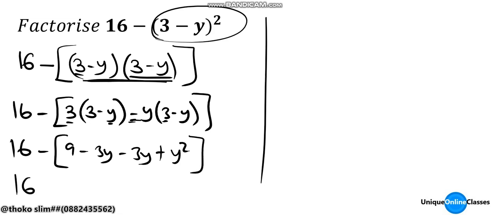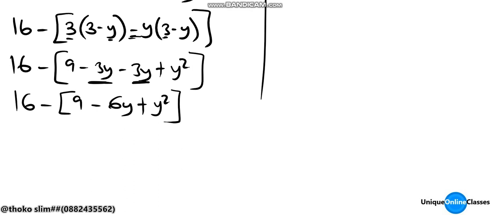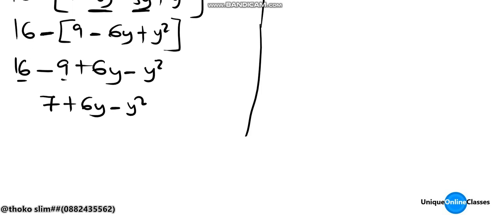And combining like terms together, we have 16 outside, then here you have 9, then minus 6y, then plus y squared there. Ready? Now we can remove the bracket here by distributing this one. So we have 16, then minus 9, and the negative and negative give positive 6y, and the negative and the positive give negative y squared. Combine like terms together, and you get 7, then plus 6y, then minus y squared.